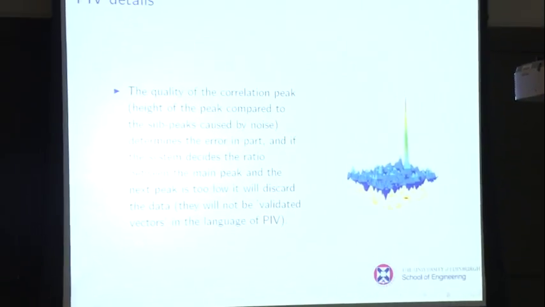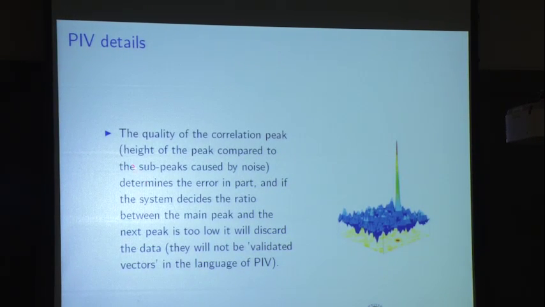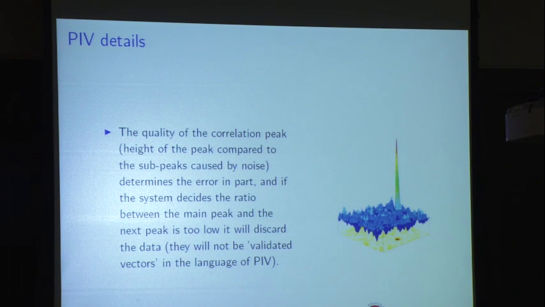Okay, the quality of the correlation peak, the height compared to the noise, determines the error in part. And your system is automatically determining the ratio between this peak and one of the sub-peaks, right? And deciding what to think about it. Sometimes those are called validated vectors, and in this case I was talking about, the system automatically decides that this is no good. And then it tries to insert a vector based on averages around it. But if there are actually no good vectors for a long distance, it's going to be inventing the gap between those, right? And that's where the problem comes in.